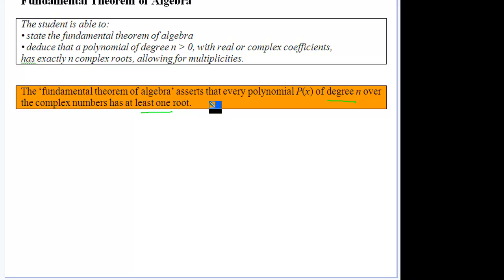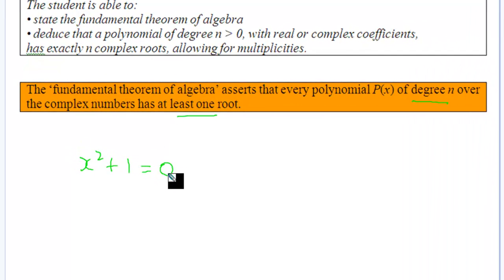Now we've seen ones in the rational field or the real field where we haven't been able to find a root, something like x squared plus 1. When we look at that we go, well, there's no real numbers that satisfy x squared being equal to minus 1 and make that equal to 0. But we know there are complex numbers there. So that's basically what it's saying. If you've got a polynomial of degree n, then you're going to have a complex number root. At least one of them, and it could be a multiple one.